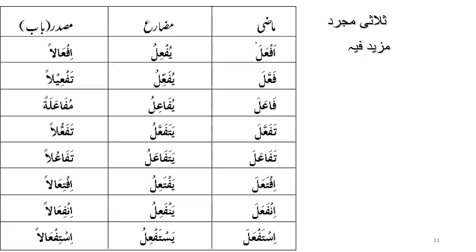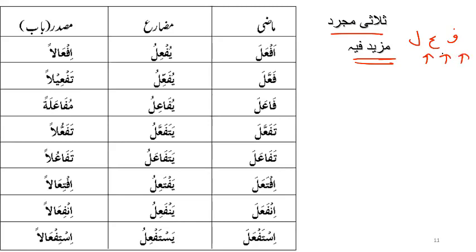Now we are going to enter the world of Salasi Mujarrad Mazid Fi. Mazid Fi means more to it. So this means that we still are going to have the 3 root letters. So we will still have a Fa letter, an Ain letter, and a Lam letter. But before this Lam letter, either over here, or over here, we are going to add something.